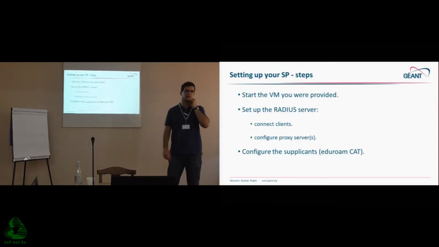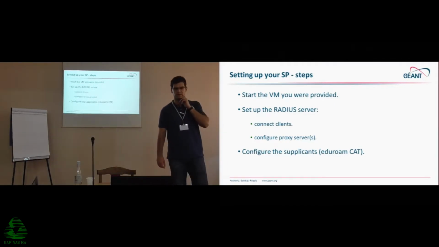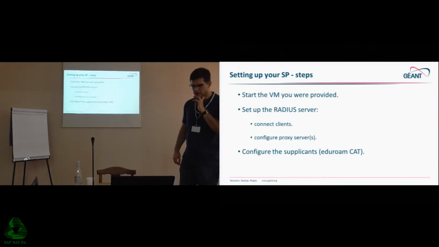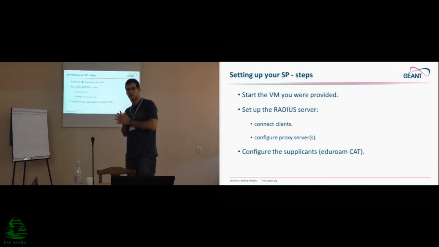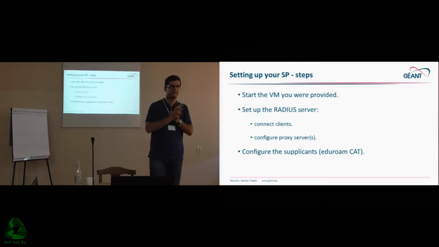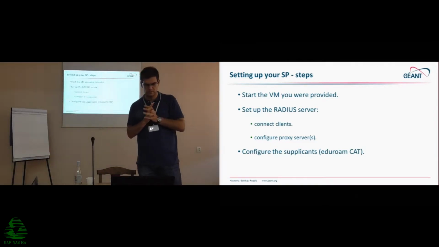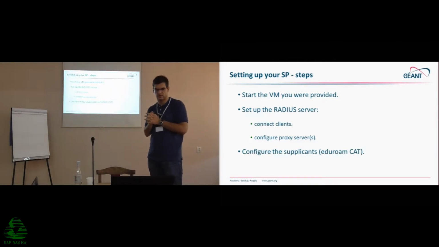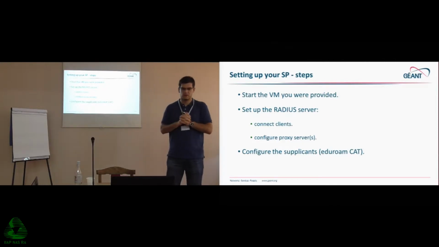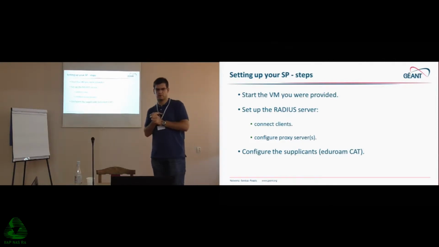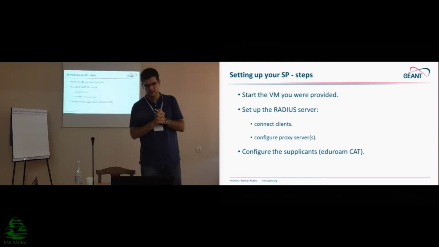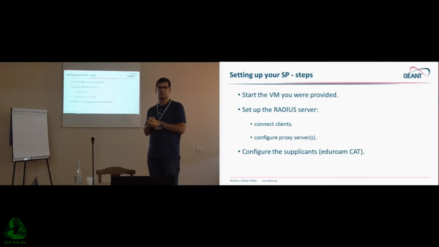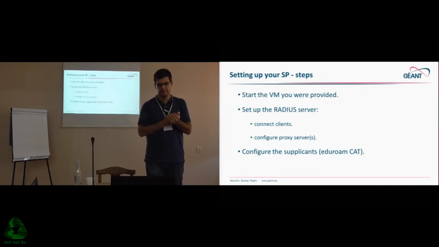I presume you have already all started your VMs that you were provided. And now we can get to the part finally where we can use our fingers a bit. And I think it's going to be a bit more interesting than just talking. So when setting up the Radius server, first we're going to create clients for the SP Radius server. And you connect clients, how? By defining them in the clients.conf file.